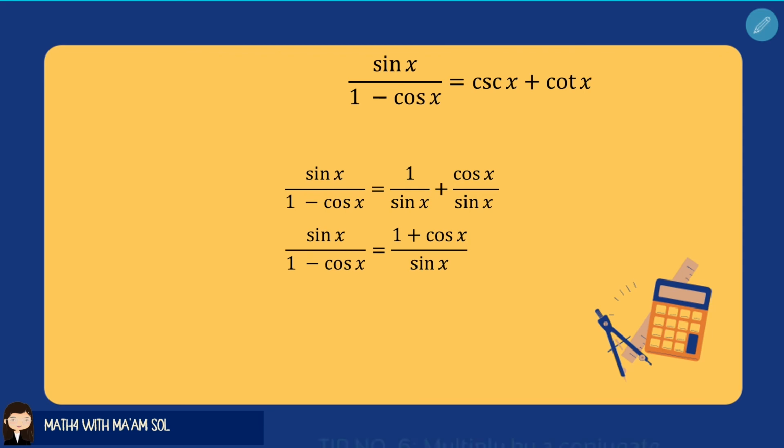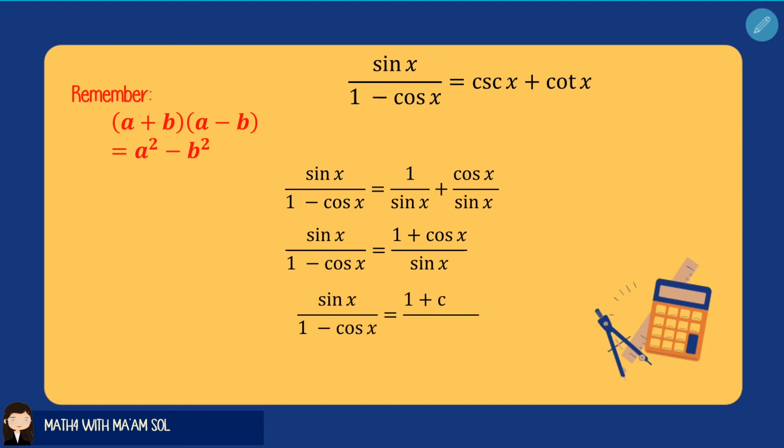We have tip number 6. We can multiply by a conjugate. Why is that? Because if we do, we can apply the property of the difference of two squares. We know that if we multiply an expression a plus b with its conjugate a minus b, we will get a squared minus b squared. In this case, we will multiply 1 plus cosine x by 1 minus cosine x. So we get 1 minus cosine squared x in the numerator.